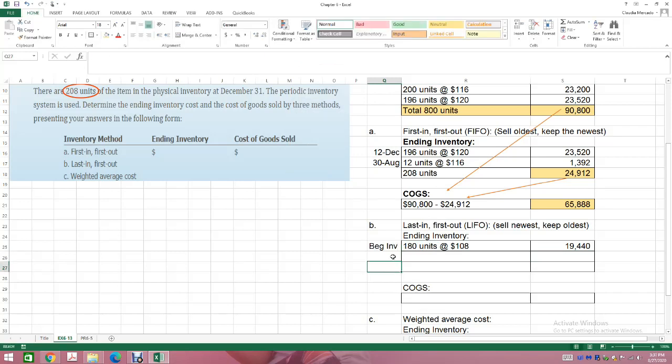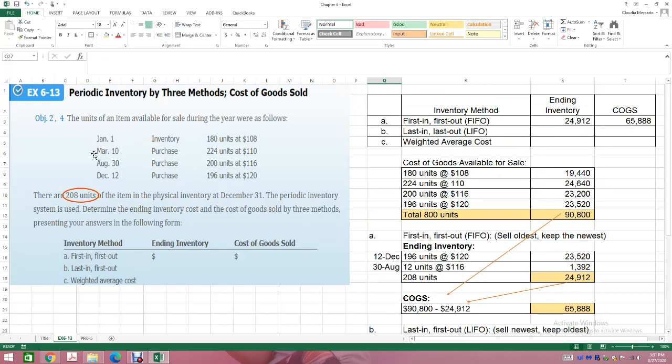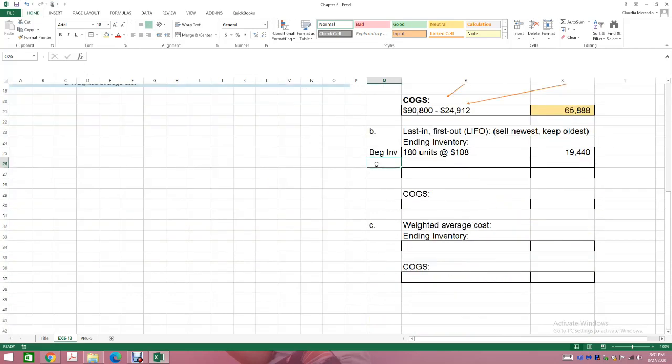My next oldest batch is this one right here from March the 10th, and I've got 224 units at $110 a piece. We don't need all of them. We only need 28 units. So it'll be 28 units at $110, from March the 10th. Let's see what that gives us: 28 times 110 gives me 3,080.